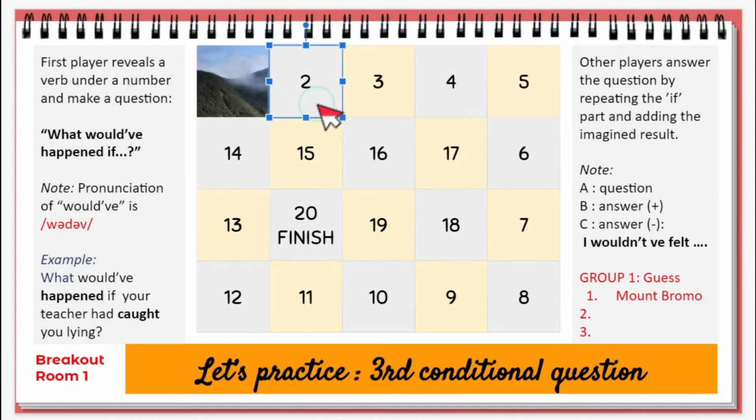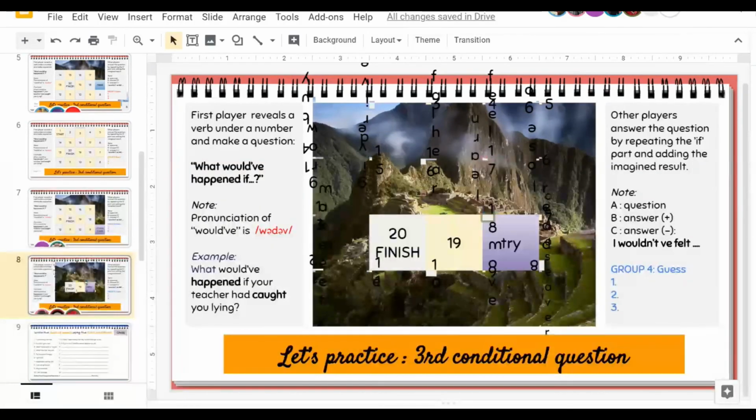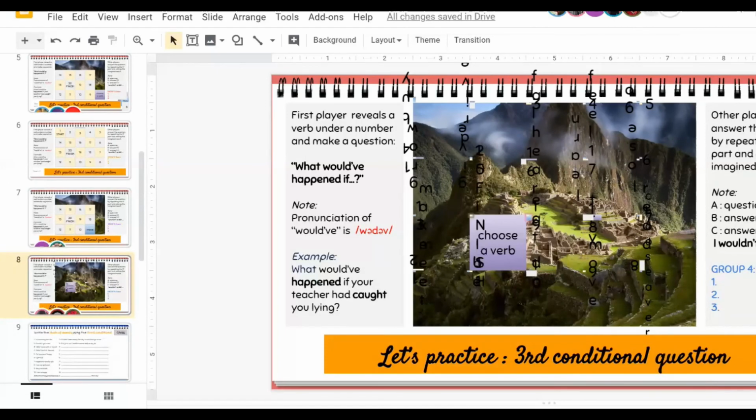After that, the second player and then the third player also reveal the picture. When you finish until number 20, you will be revealing all of the pictures like this. What would have happened if you had been teleported 20 years forward in the future? I would have been so surprised. The first thing I'm gonna do is to look at myself. Am I skinnier? Okay.